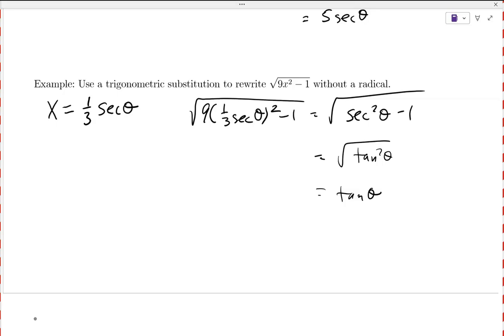That one okay? Yeah. Those are kind of fun to play around with. Basically, you're just trying to do pattern recognition, right? But those are the 3 patterns. Constant minus variable squared, constant plus variable squared, variable squared minus constant.